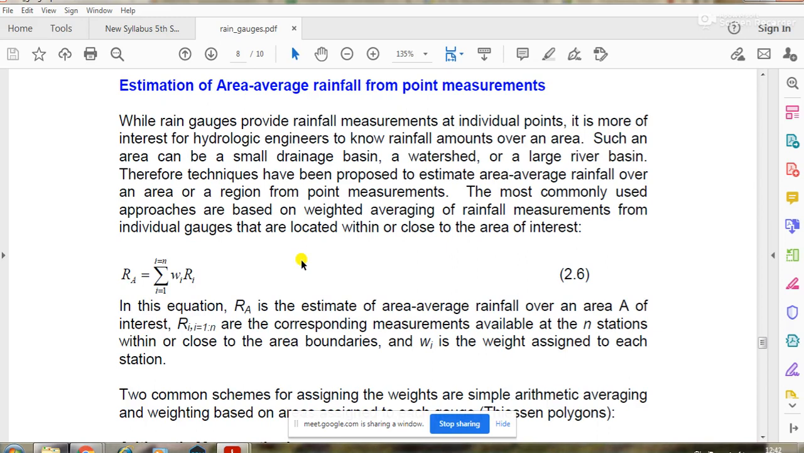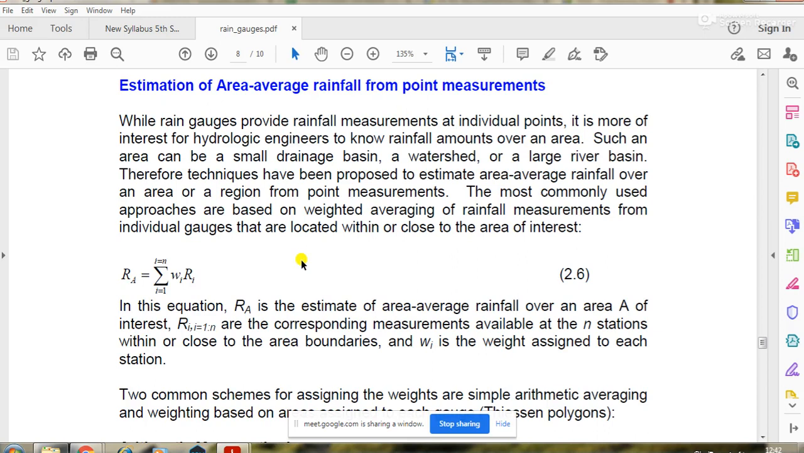The techniques have been proposed to estimate the area average rainfall over an area or a region. The techniques involve different types of calculations. Some formulas will be provided, and from that you will need to do the calculation. The most commonly used approaches are based on weighted averaging of rainfall measurements from the individual stations that are located within or close to the area of interest.